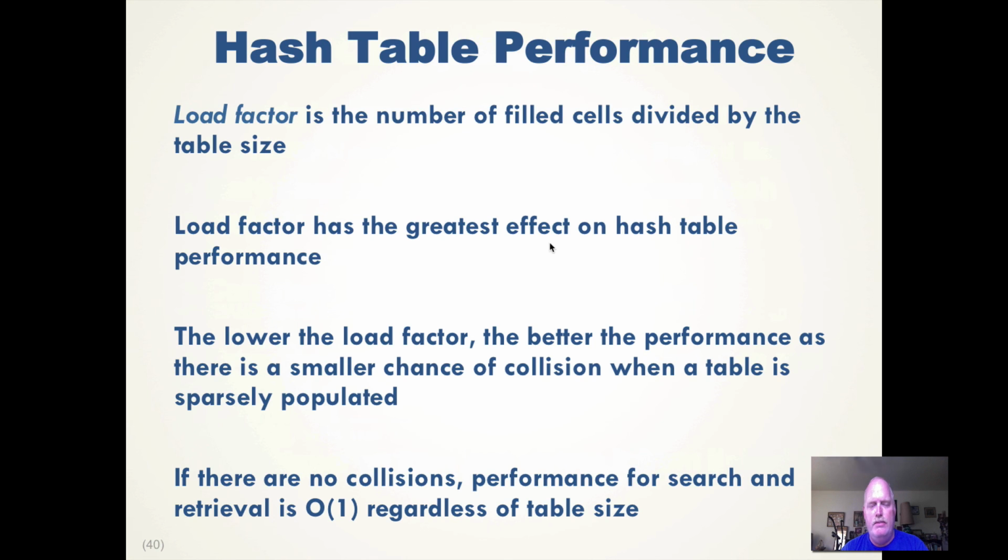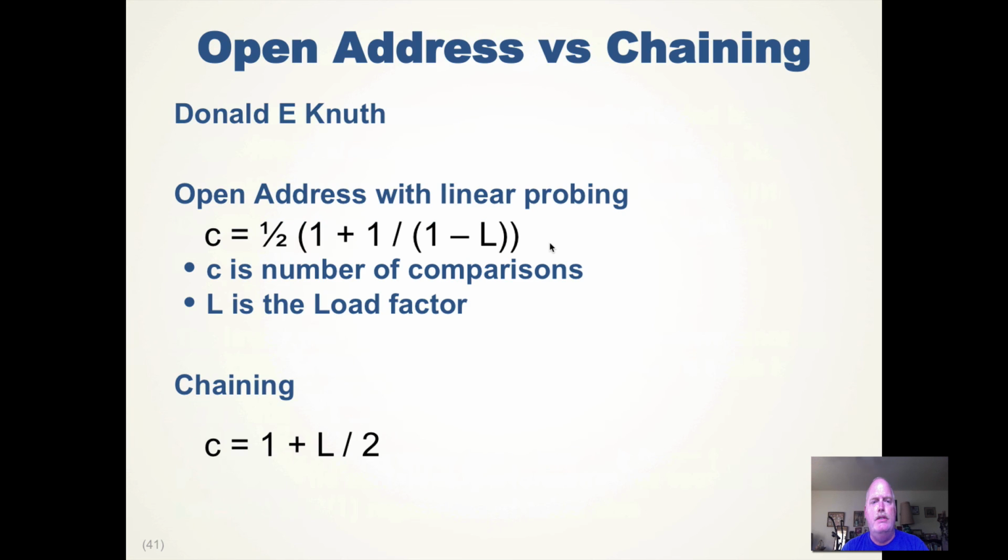Access is going to be closer to big O of 1. If there are no collisions, performance for search and retrieval is big O of 1. So that's fantastic. It's very quick to get the item out of a hash table if the load factor is low. So that's a good thing.